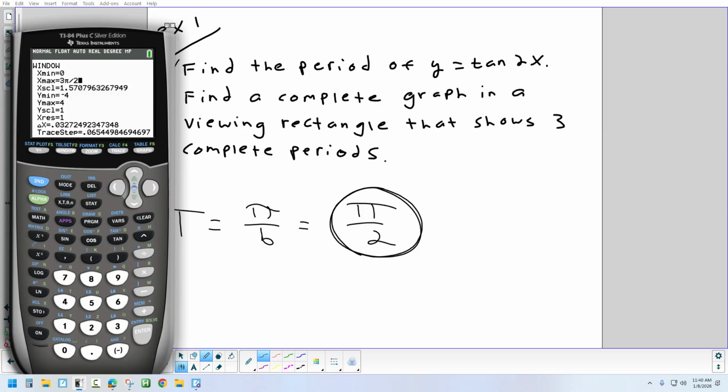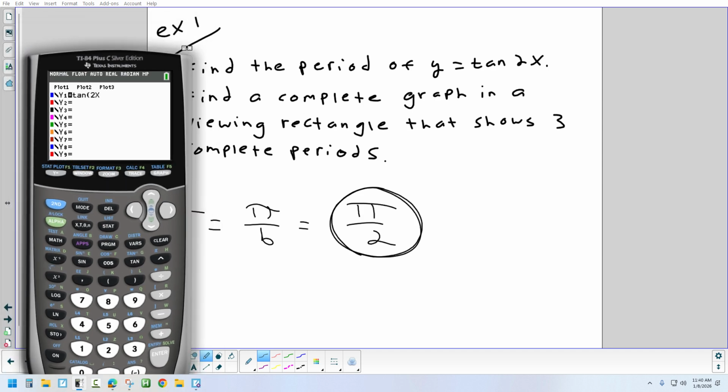I want to make sure that I am in radians, but everything else looks fine. I can set my window and then go change it to radians after. That's fine. If I go back to the window, it won't change anything. It's still set to exactly what I put. And we just need to put in tan 2x. So if we found the period correctly, we should see exactly 3 cycles.